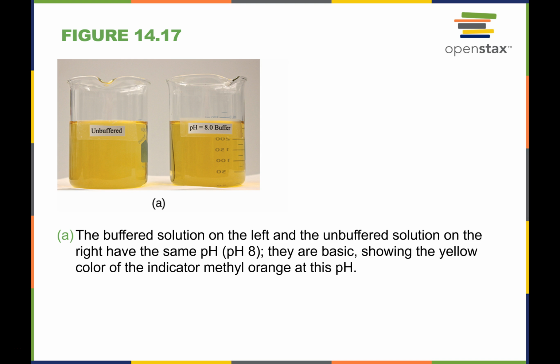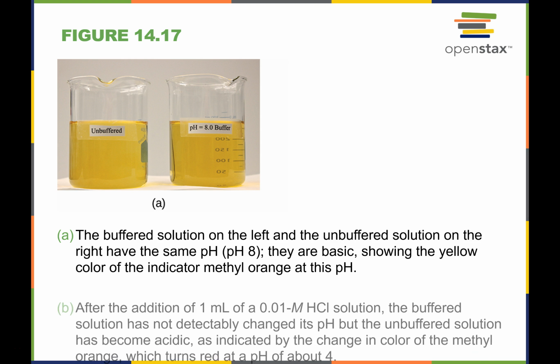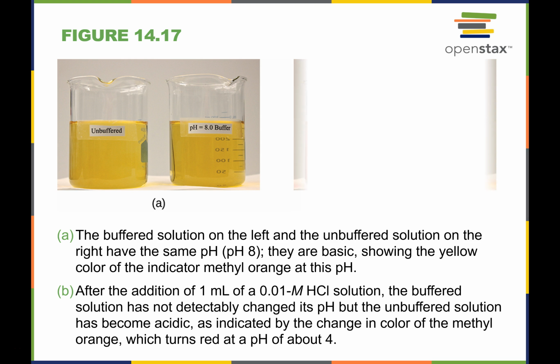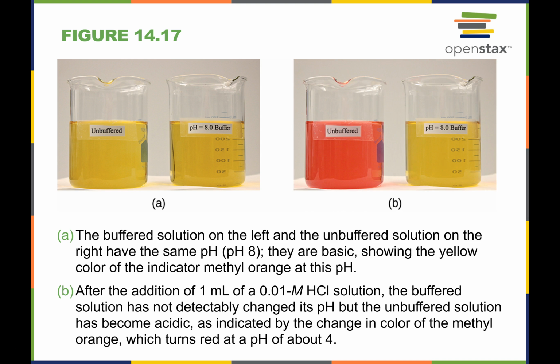Well, I've got an indicator in both of these solutions. The one on the right is buffered and the other one is not buffered. If we add acid to it, you can see that the one that was buffered doesn't change its pH, but the one that was not buffered turns acidic. You can tell it's acidic if you deal much with indicators. This is methyl orange, and it's showing you that it turned acidic. That's why it changed colors. This one resisted pH change.